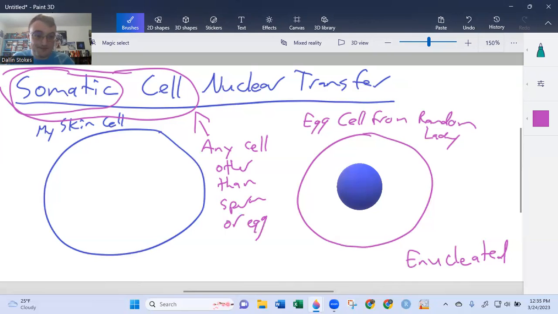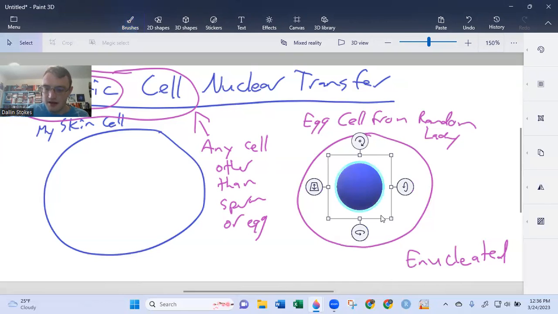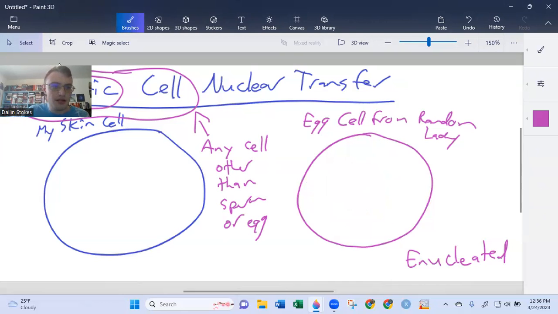So that's a somatic cell. Okay. I'm glad I remembered to cover that before I moved on here. Okay, so let's wipe the board here.